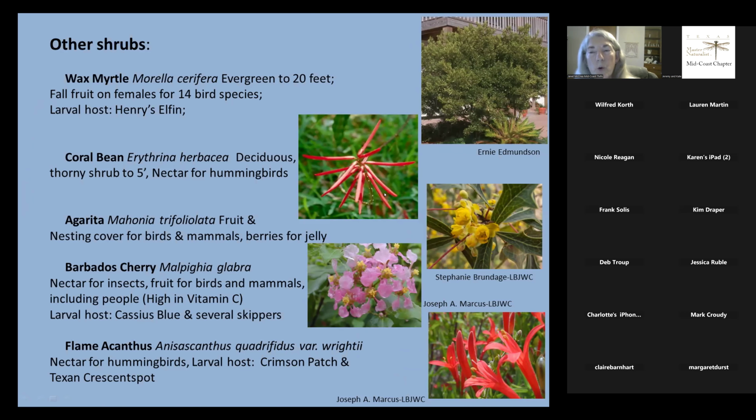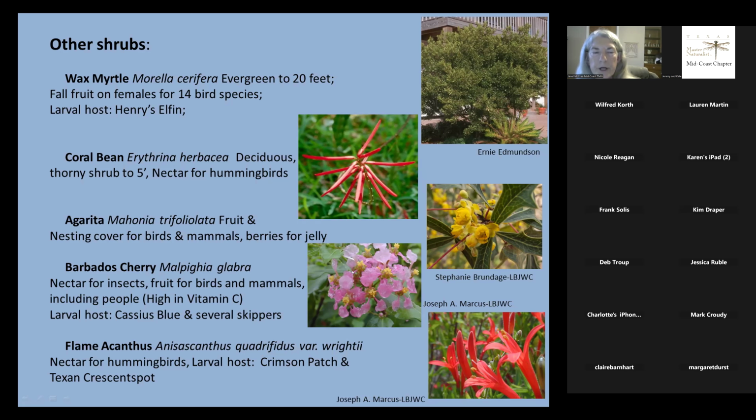It'll lose its leaves in the winter. And it's also thorny. So if you want to plant it under a window, prevent the burglars from breaking in, that's a good one. Agarita has beautiful yellow flowers, it's one of the earliest blooming, like say February or so. And it gets berries in the fall, which are great for jellies and jams.